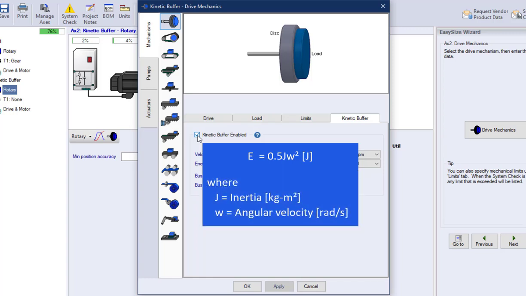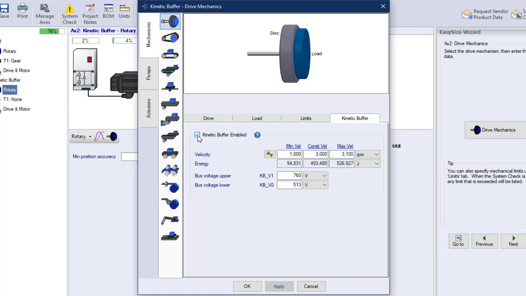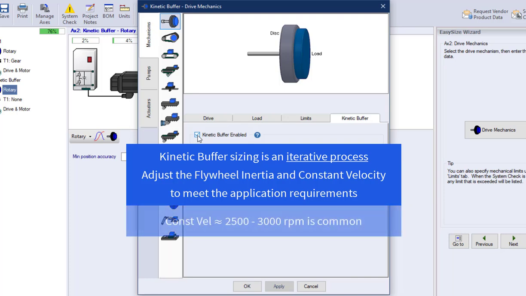While there are losses in the drive's inverter, this basic formula defines the sizing criteria. Deciding the constant velocity is really an iterative process, adjusting both the inertia and constant velocity with regards to the application needs. However, typically 2500 to 3000 RPM is common.